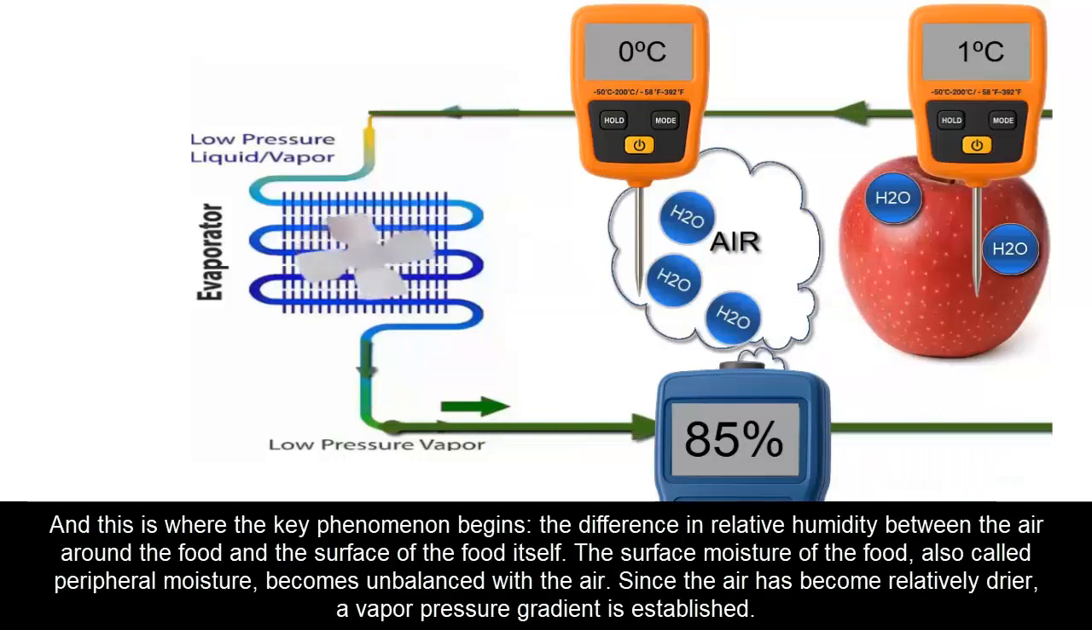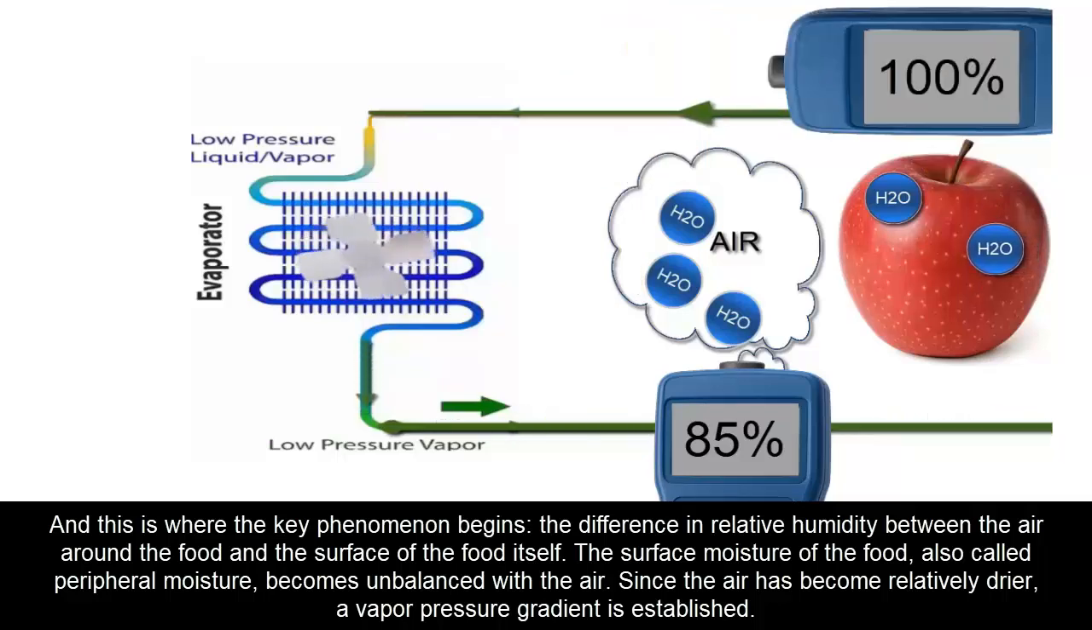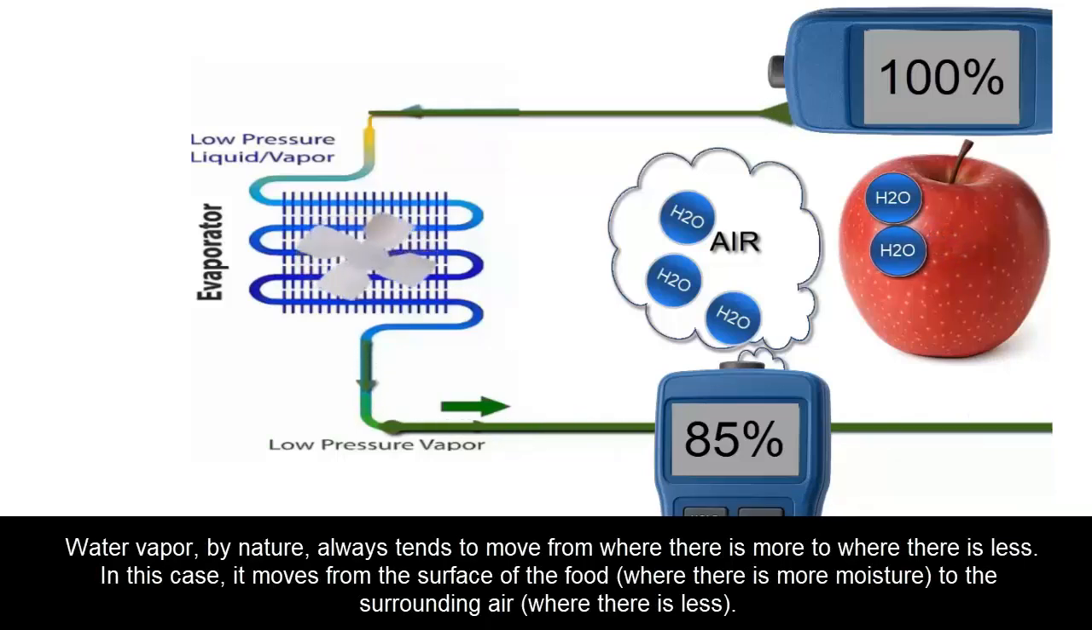And this is where the key phenomenon begins. The difference in relative humidity between the air around the food and the surface of the food itself. The surface moisture of the food, also called peripheral moisture, becomes unbalanced with the air. Since the air has become relatively drier, a vapor pressure gradient is established. Water vapor, by nature, always tends to move from where there is more to where there is less.